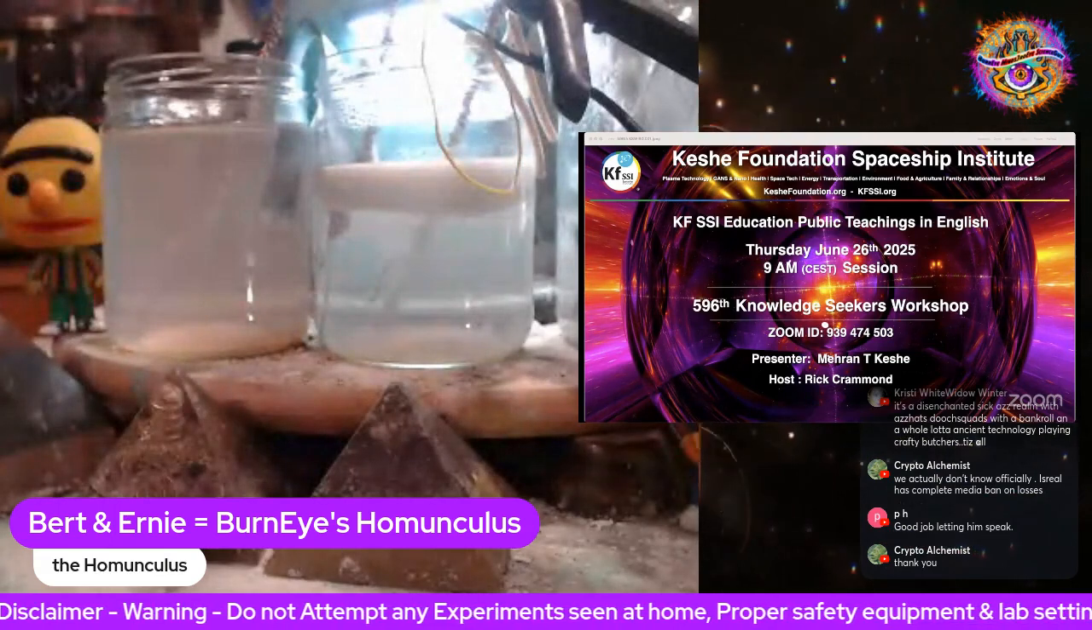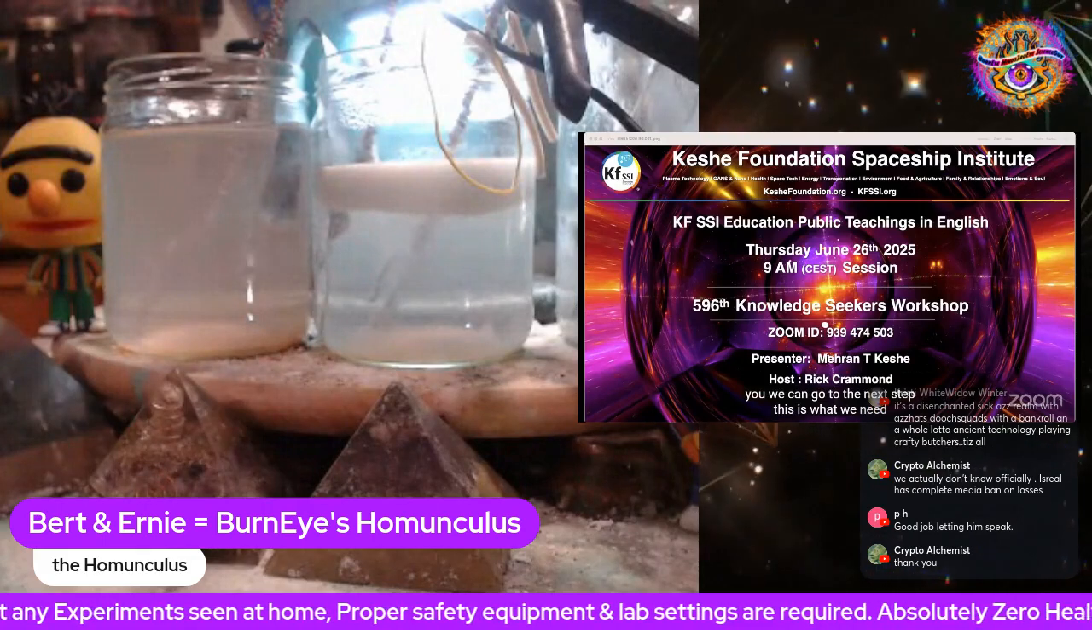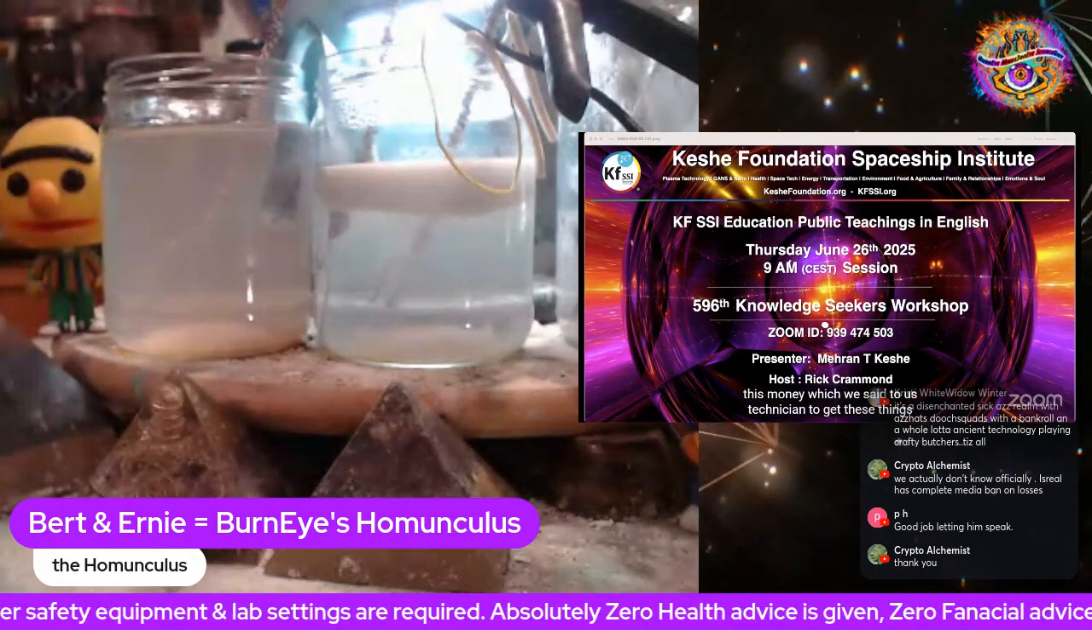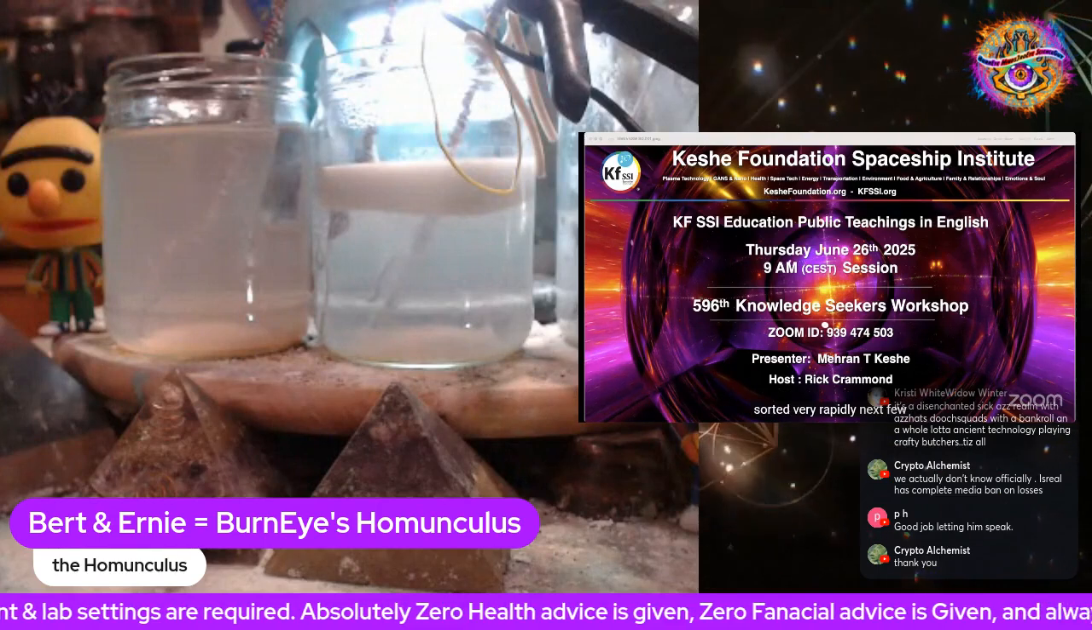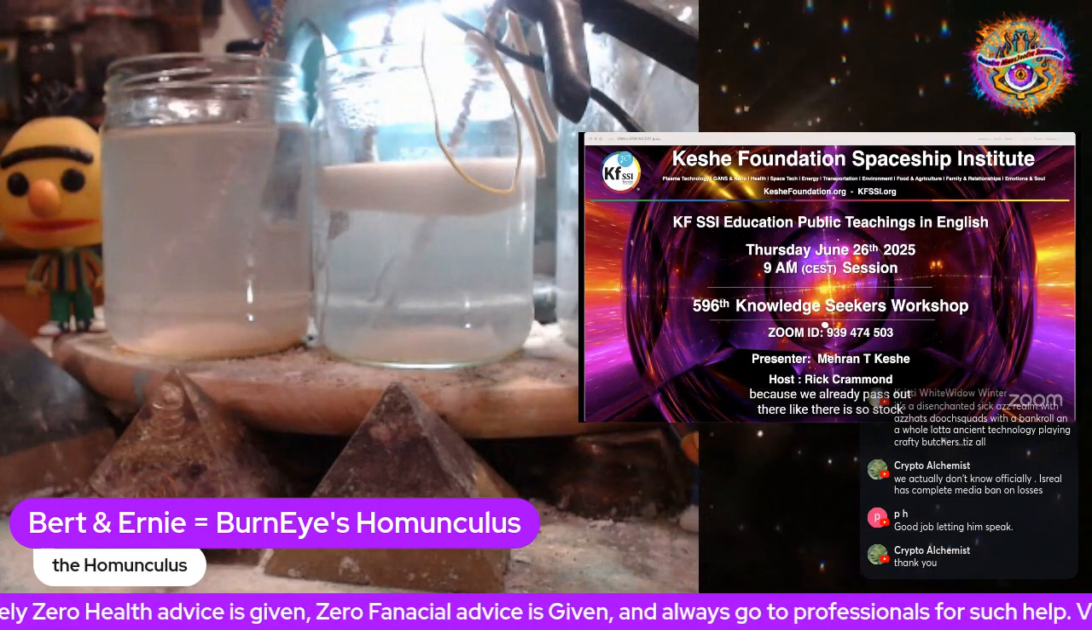And this is the only way we can go to the next step. This is what we need, this money which we set to stagnation, to get these things sorted very rapidly in the next few. Because we already passed our deadline, we are still stuck. But all our contracts go that way.